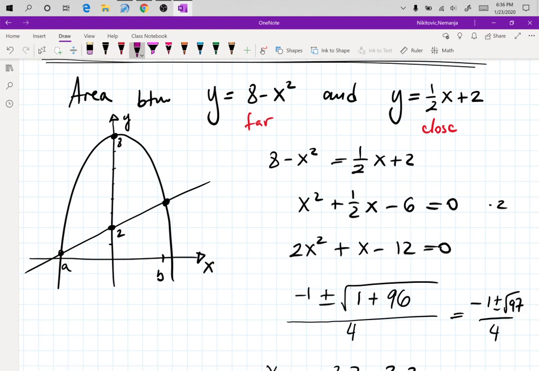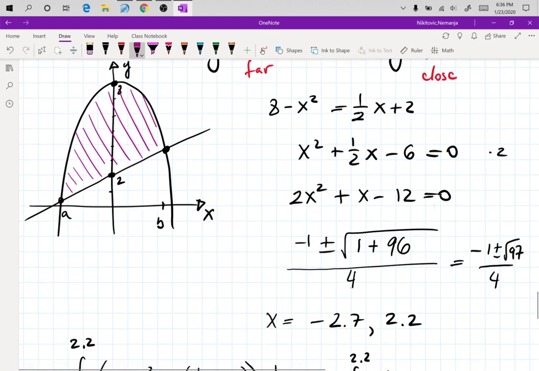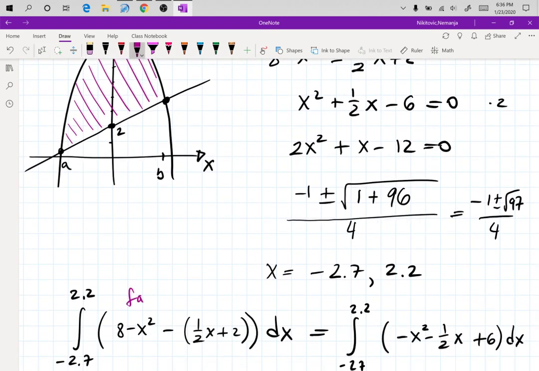So my area is here. I will go far from the x-axis because I'm doing the dx integral. I will go far to reach the parabola minus close to reach the linear line. Far minus close will give you the stuff in between. And then you integrate using 5.2 from Calc 1.